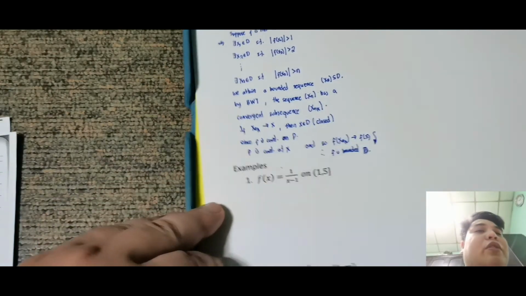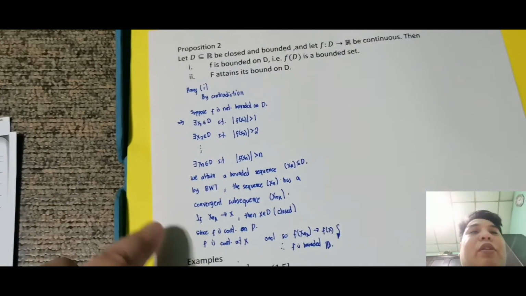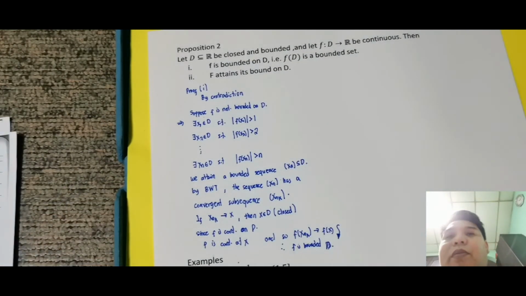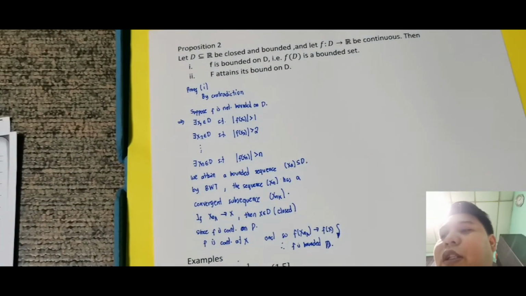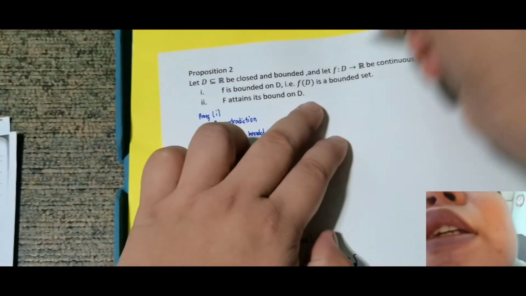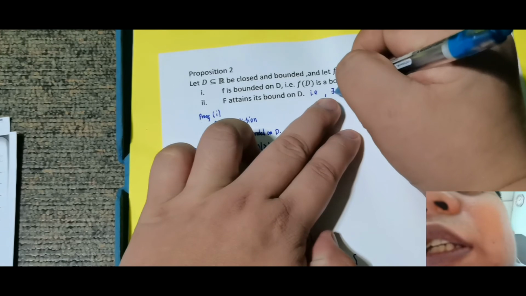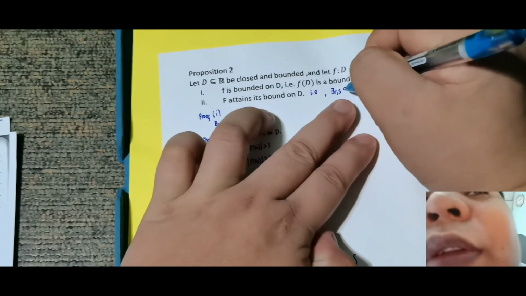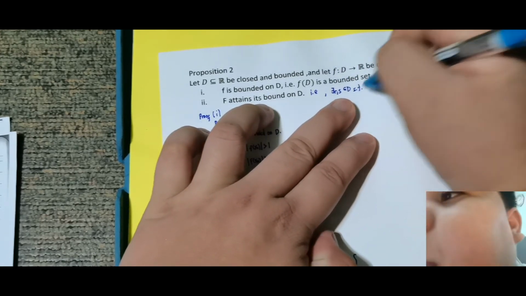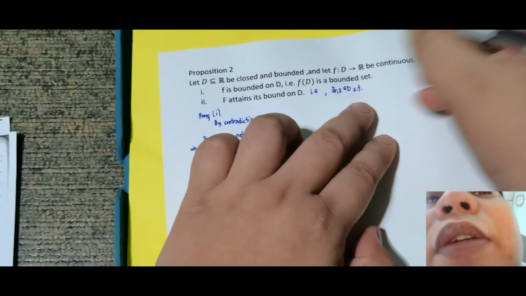Okay, so ganun siya ipoprove using si Bolzano-Weierstrass theorem. So number 2, f attains its bound on D. So that is, ano ba ibig sabihin nun? Lagay ko lang dito, nakalimutan ko ilagay. That is, there exists R and S element of D such that dalawang mangyari dito.